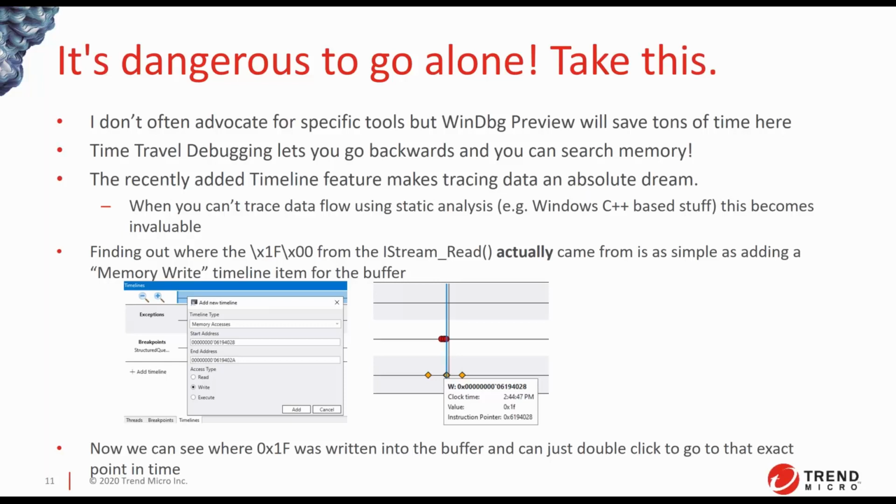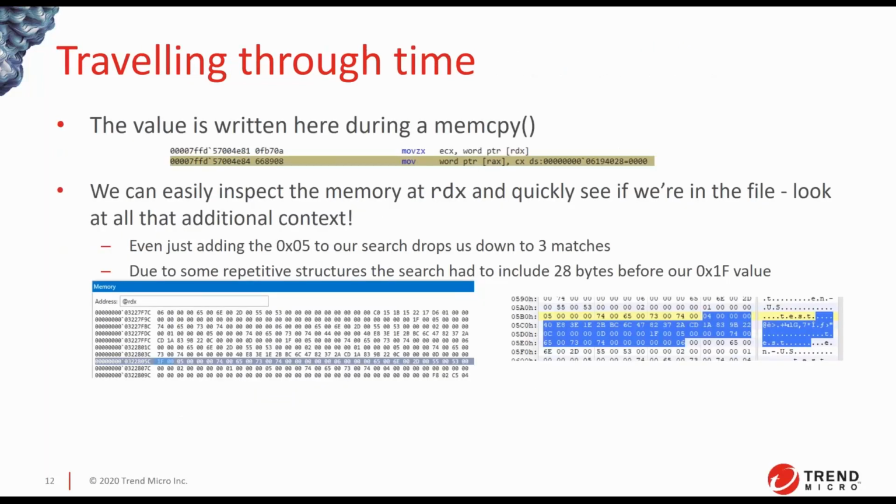That way you can really quickly be sure that the value you're looking for is being written at that exact location. Once you find that, you can just double click on that little diamond and WinDbg Preview will jump to that exact point in time in the debug process. That value was written in this particular location you see below here during a memcpy. So we can easily inspect the memory at the source, which is the address stored in RDX, and we can very quickly see if we're in the file.